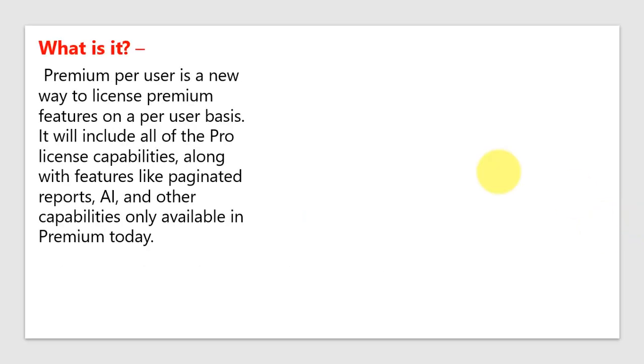What is it? Premium Per User is a new way to license premium features on a per user basis. It includes all of the Pro license capabilities along with features like paginated reports, AI (artificial intelligence), and other capabilities only available in Premium today. It means those features available in Pro as well as in Premium are all included here, but it will be for a single user.